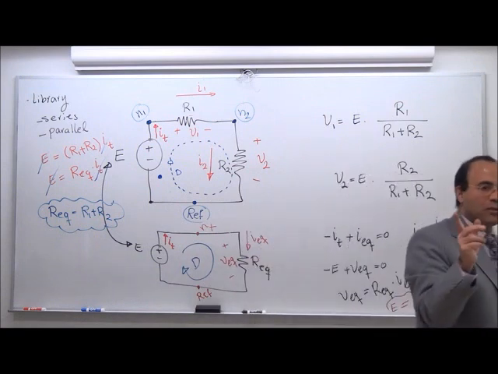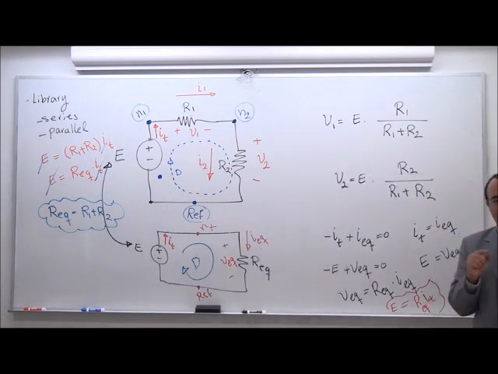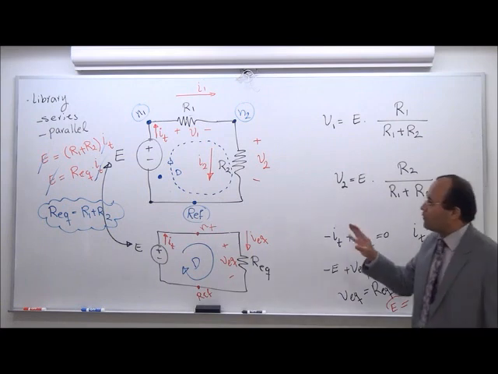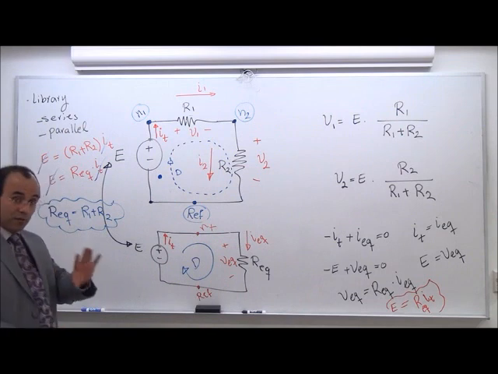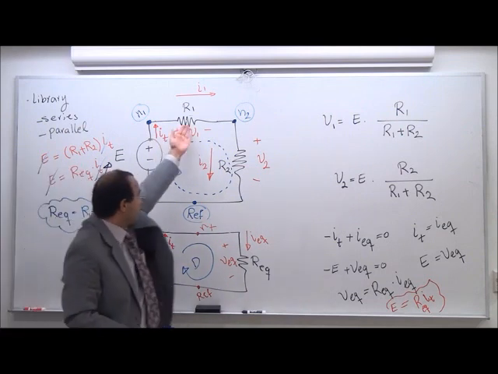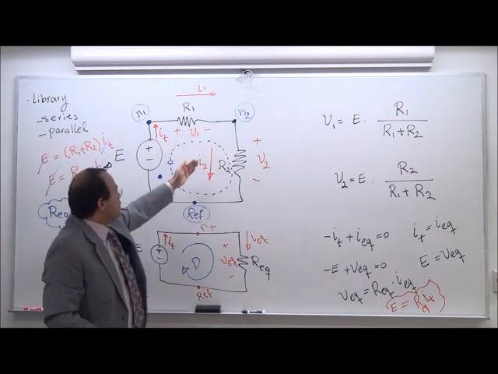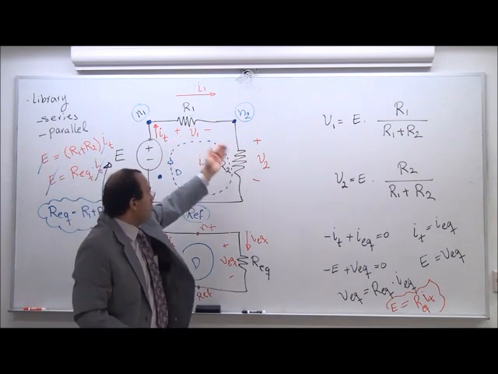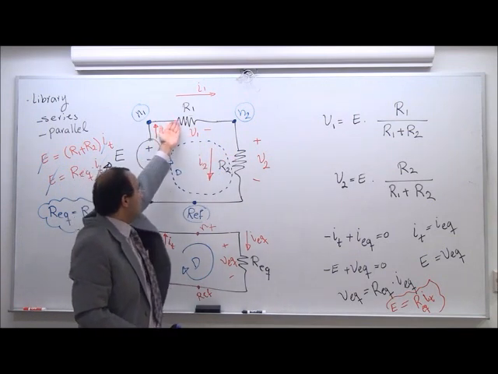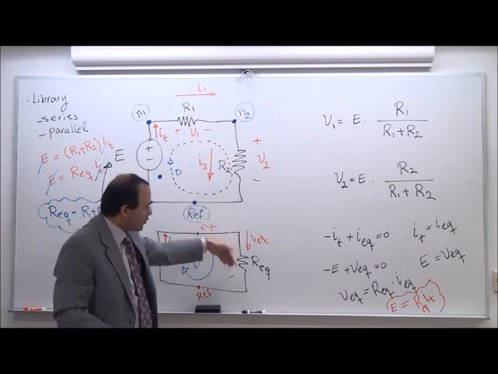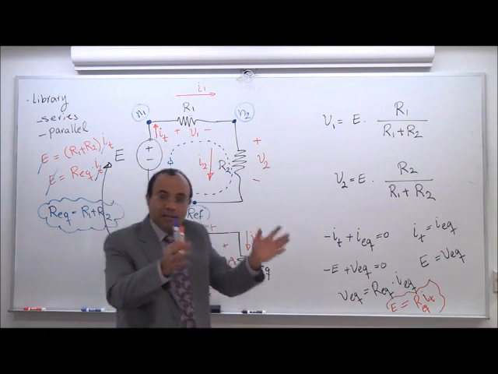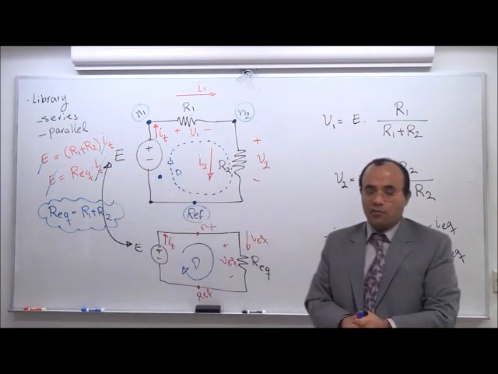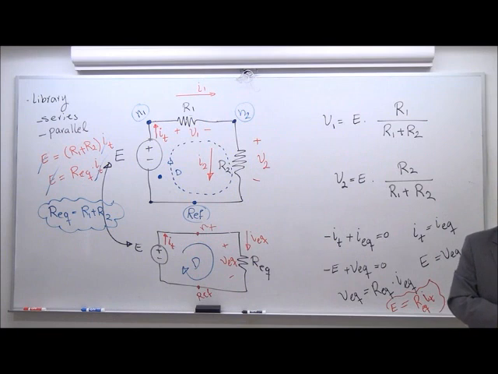I'm going to give you a number of examples in a moment, but I want you to feel a few things. As soon as you see a series structure in front of you, and you verify that these two are in series, you can have a voltage divider, and you can replace this with one resistor, and you can say all the currents are the same. These are the little pieces of knowledge that you need to utilize in order to speed up your analysis process.